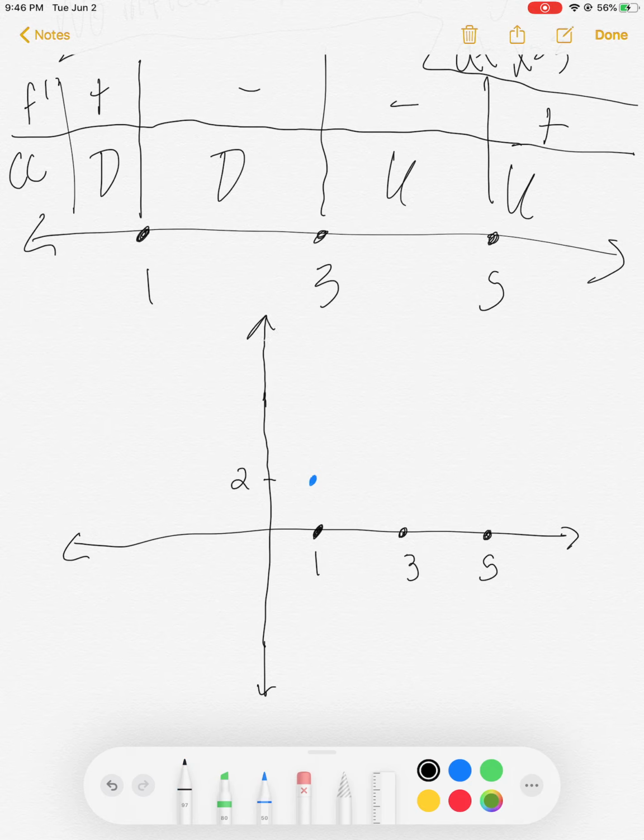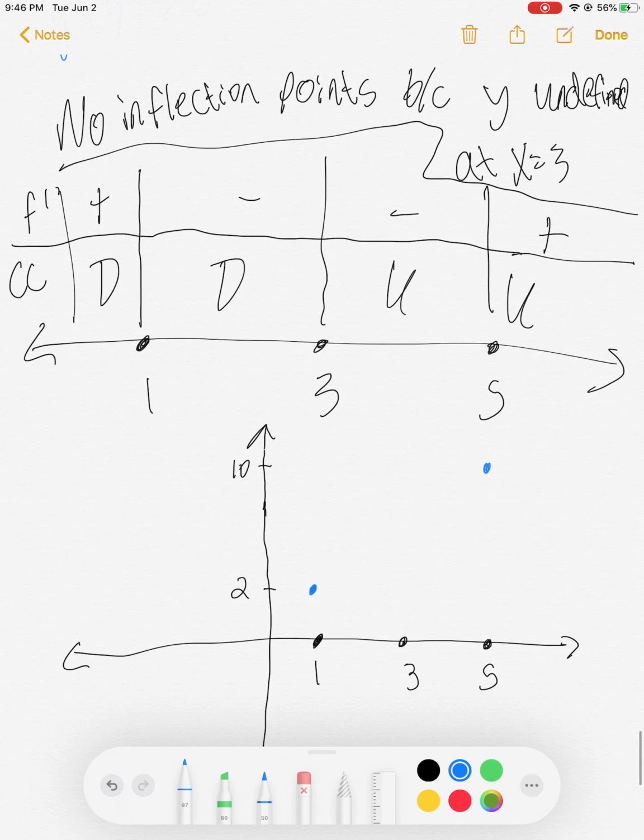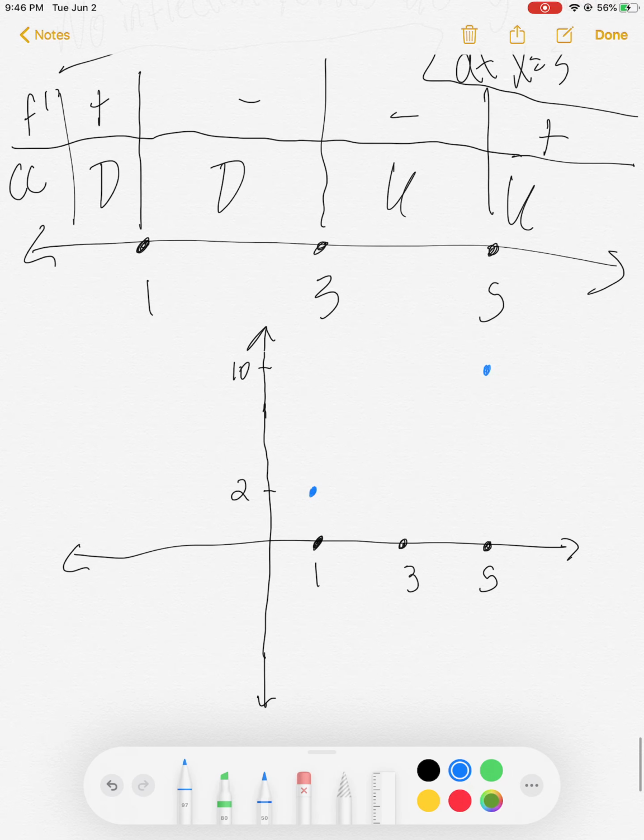That's going to be a local max. We have a local min at 5, 10. Oh boy, 10 is going to be way up here. I won't make it totally to scale, but I do want to make it a little bit higher. So 5, 10, we have this local min.